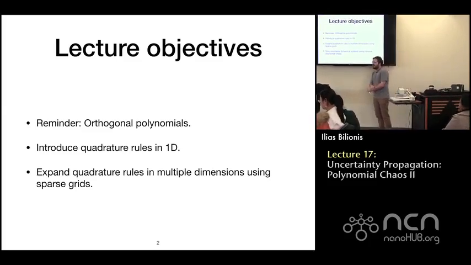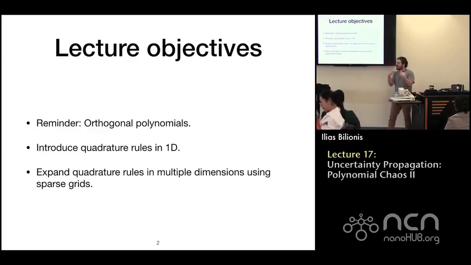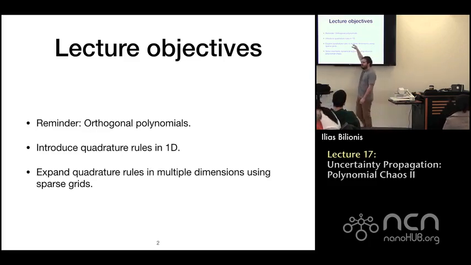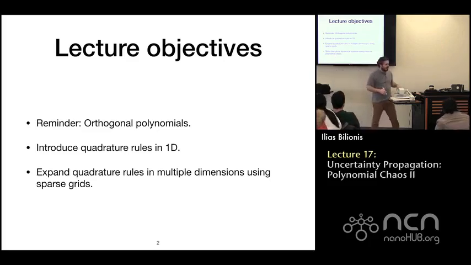And then we'll talk about quadrature rules, because I don't know if you noticed, but in order to evaluate the coefficients of these polynomial expansions, you need to do that dot product, and that dot product is basically an integration. So we're going to have to talk about quadrature rules in one dimension whenever your input is one-dimensional, and expand these quadrature rules to multiple dimensions. In multiple dimensions, they're known as cubatures. And we're going to introduce sparse grids in order to be able to go to more than one stochastic variable.